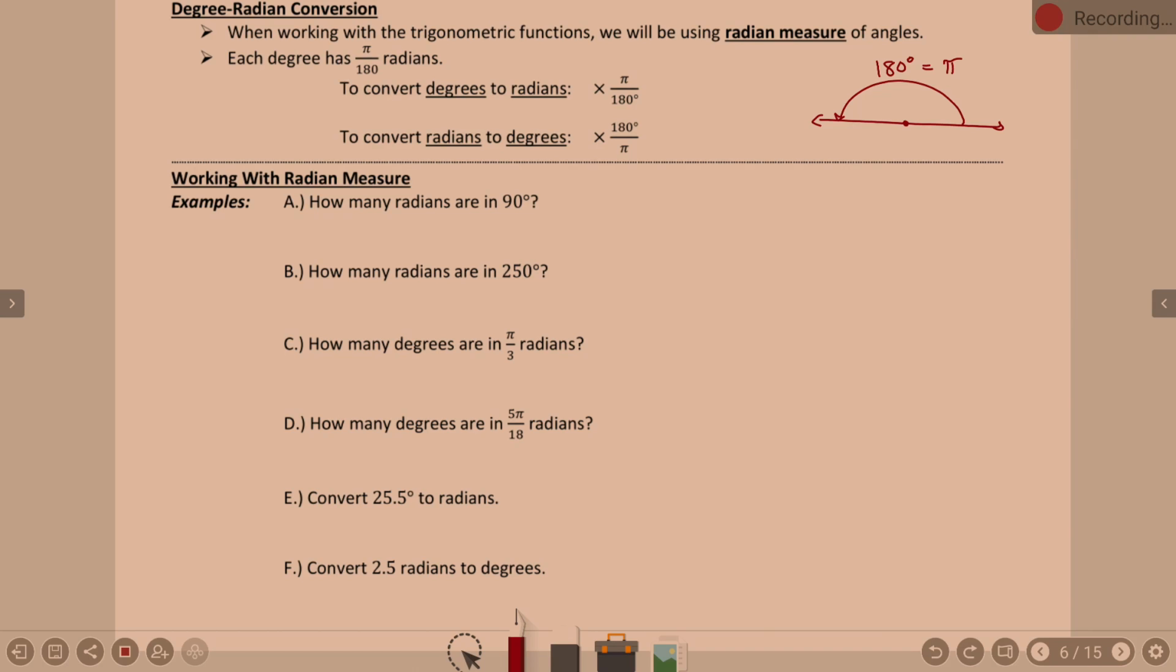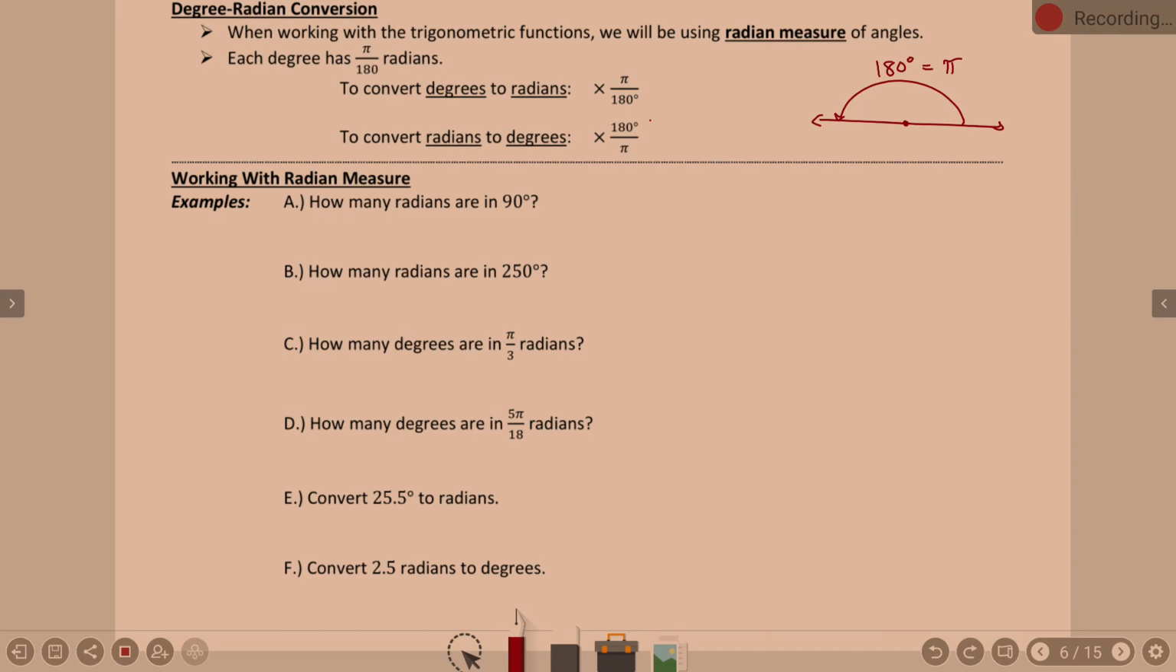So, in order to convert something, it says up there each degree has pi over 180 radians. In order to convert from degrees to radians, or radians to degrees, you're multiplying by a fraction. Either pi over 180 degrees or 180 degrees over pi. So if you're wanting to get from degrees to radians, we're going to multiply by pi over 180 because we're trying to get the degrees to cancel. If we're going to go the other way, to convert from radians to degrees, we're going to multiply by 180 over pi. Okay? And so the first one we can do real quick.